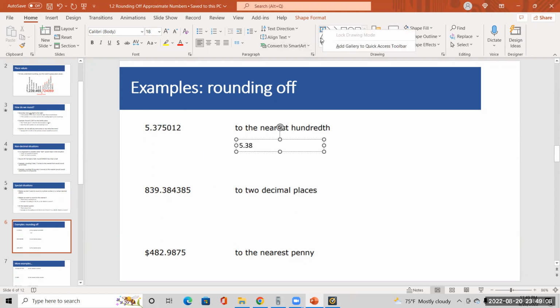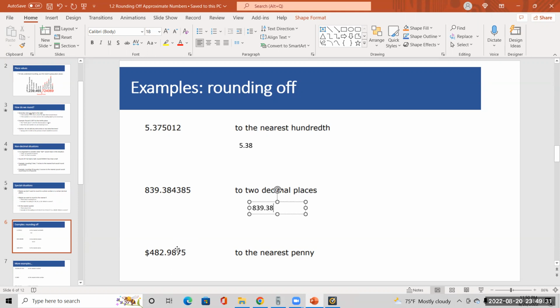For this next one, we want to round to 2 decimal places, which is another way of saying to the hundredths. So we know that it's this digit we want to round. Okay. So we see the 8, we look over here, and that's a 4. So it's just going to stay the same. So we have 839.38, and we leave it at that.